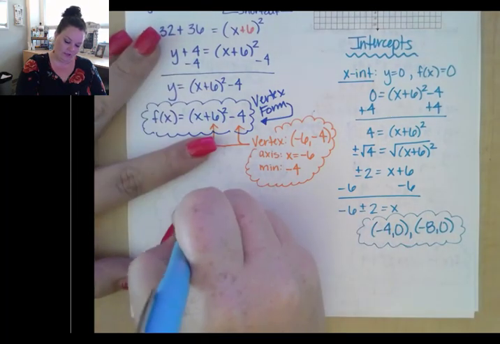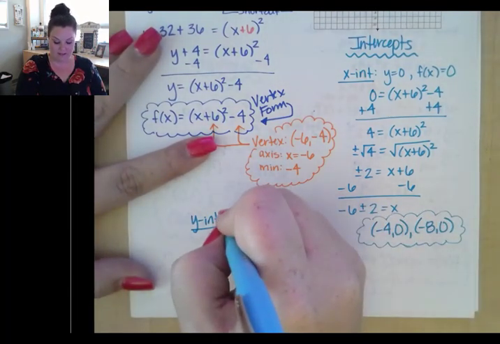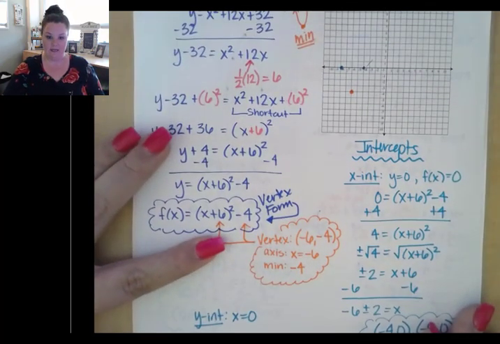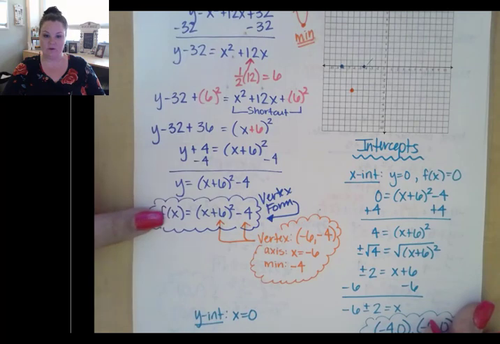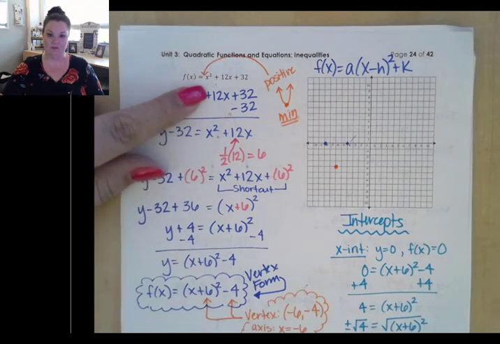Now let's go ahead and look at our y-intercept. So for our y-intercept, we're going to let x equal 0. And again, just like I said last time, you can use vertex form and plug a 0 in for x there, or you can use the original and plug a 0 in for x.